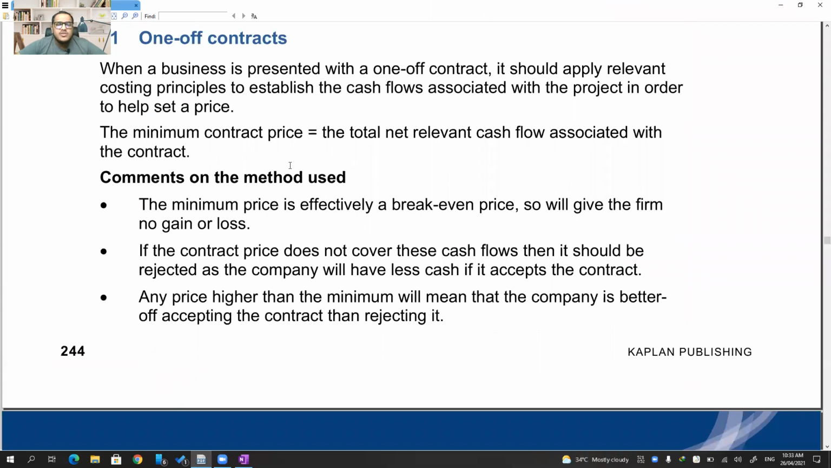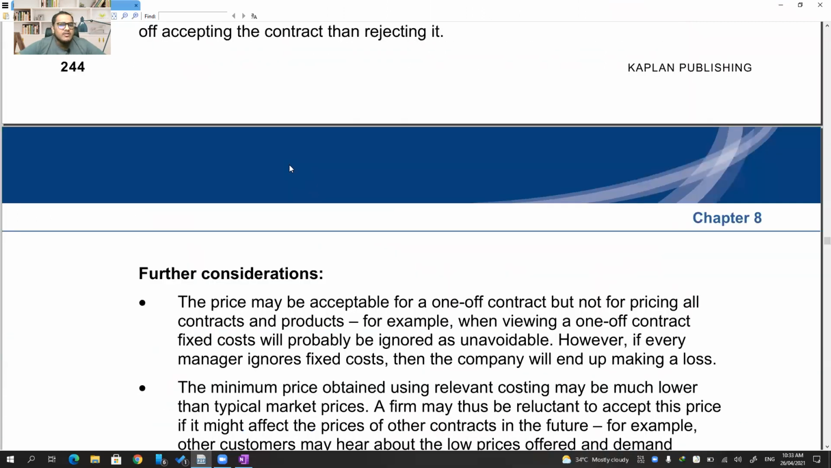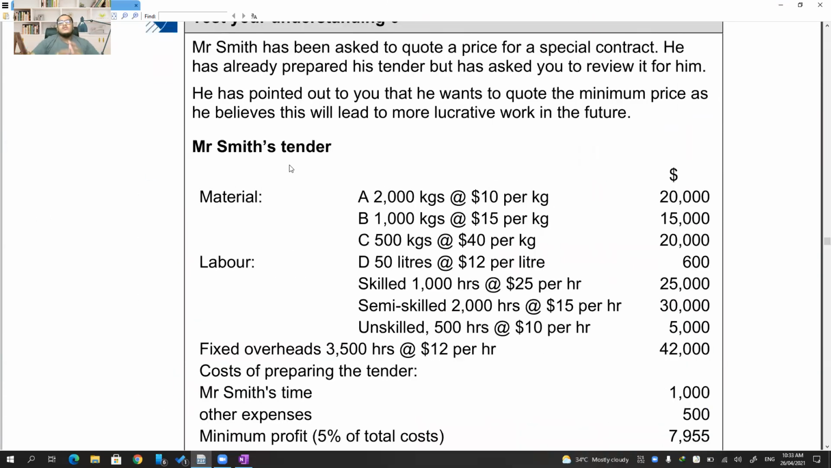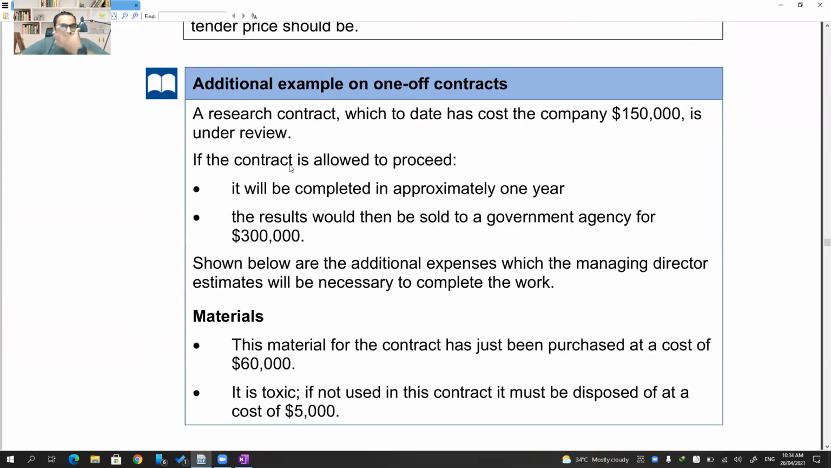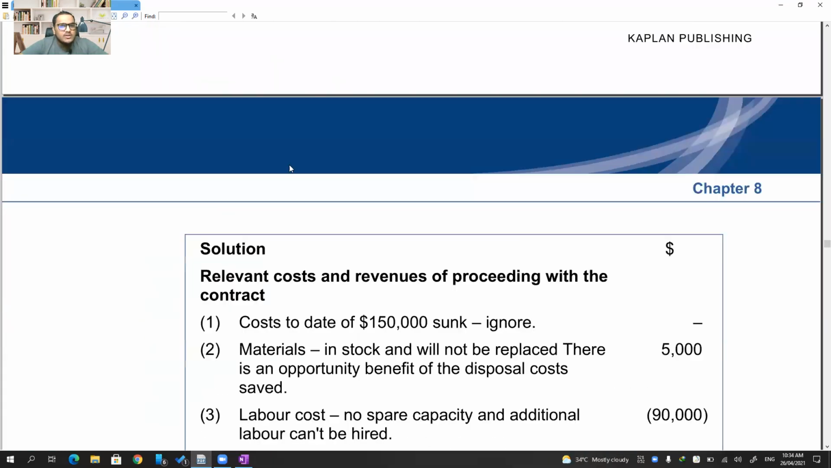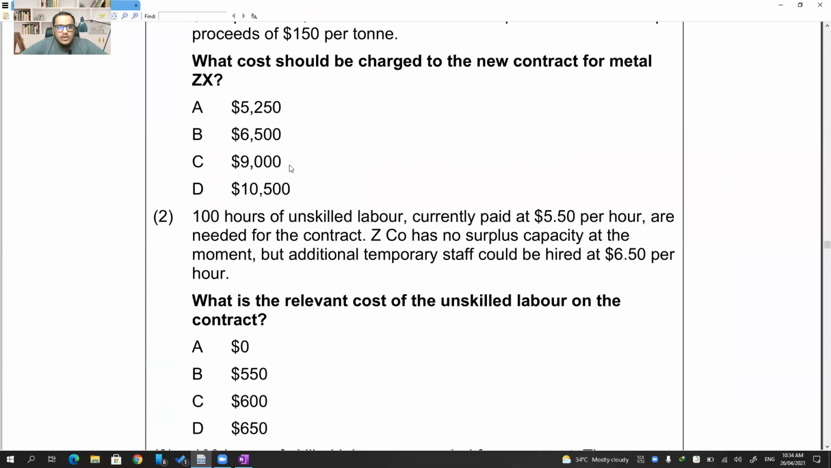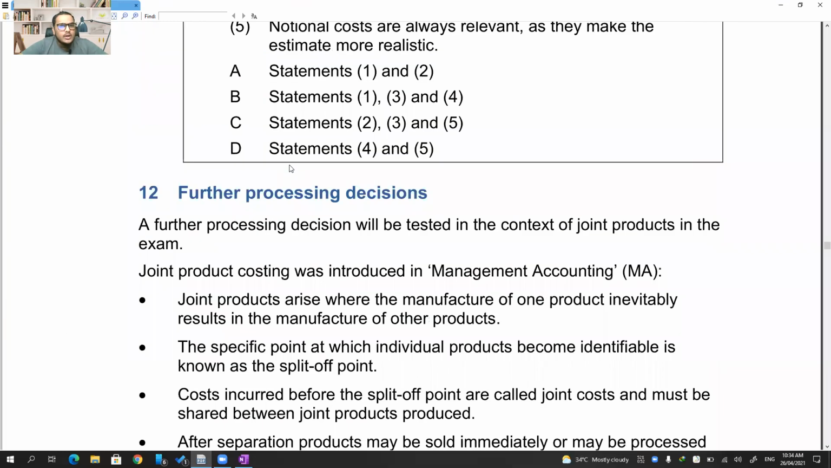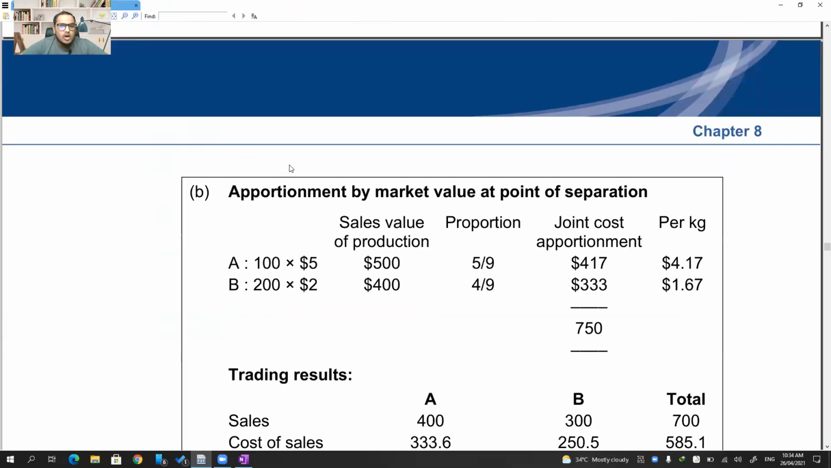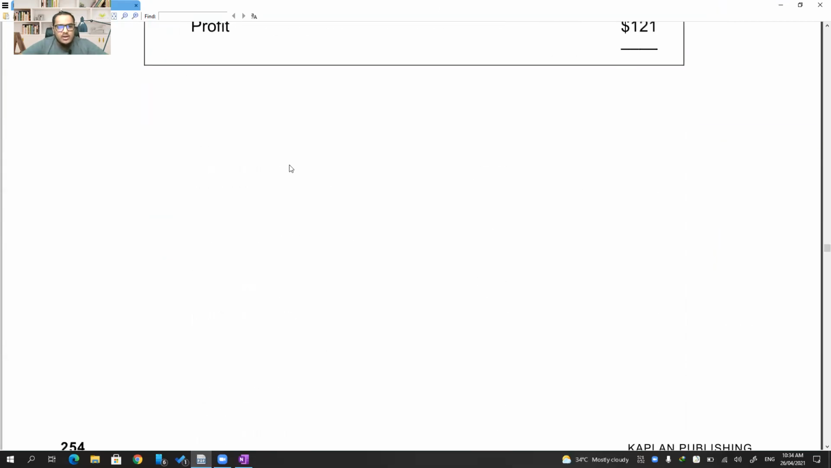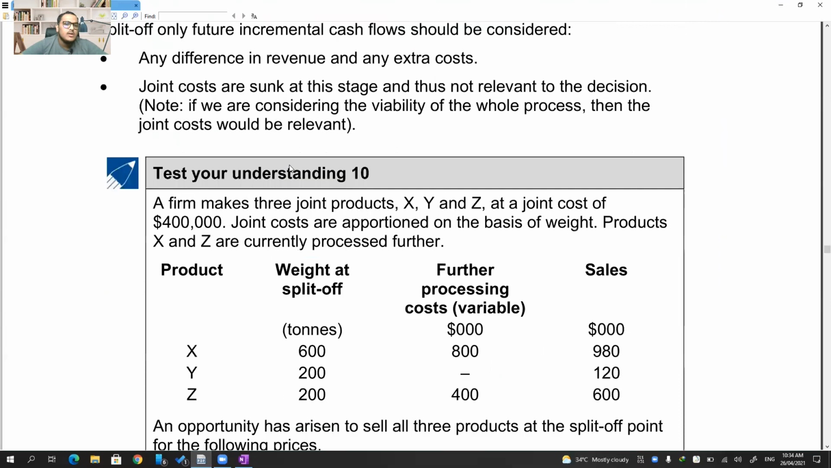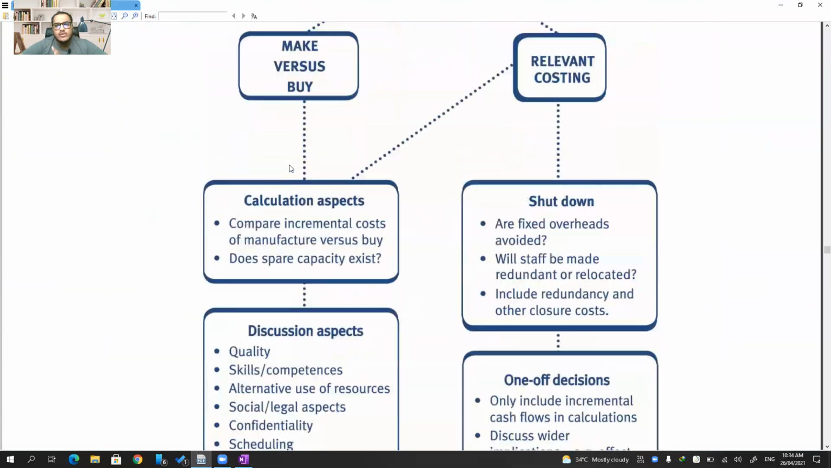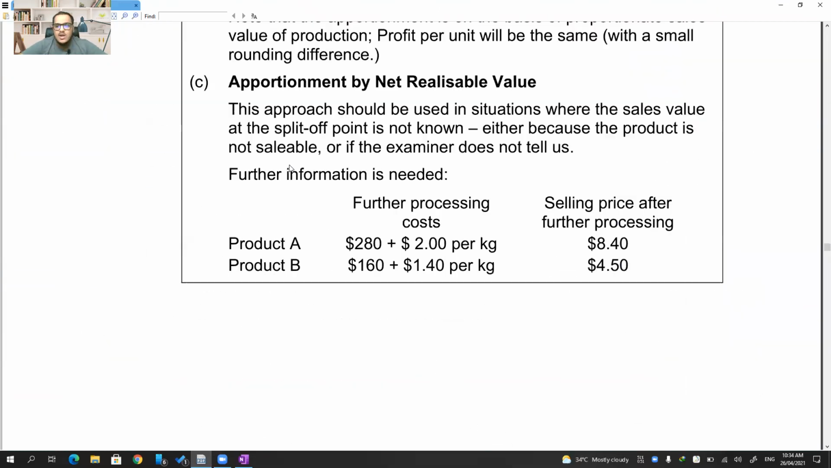Next, one-off contracts. We already discussed one-off contracts. Look at this question that I want you to understand in depth. Very important question. This one question covers the entire chapter actually. And after this, we have questions on further processing or not to process. That's just one topic. Further processing related one or two questions if we solve, then we'll be done with this chapter.